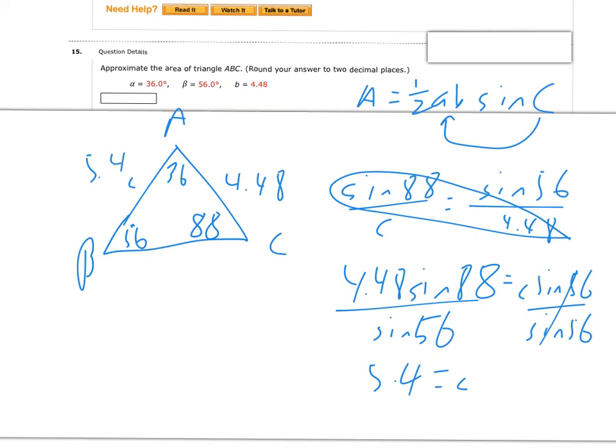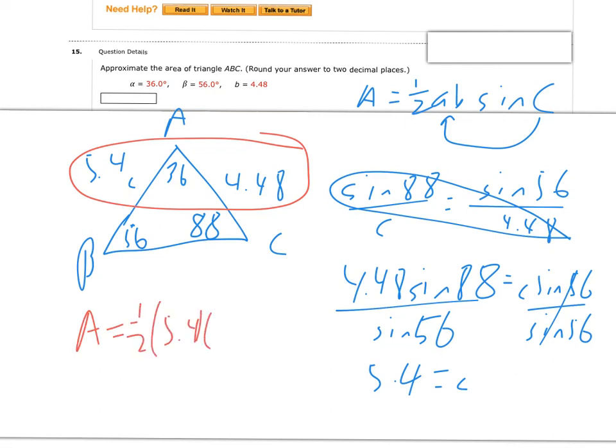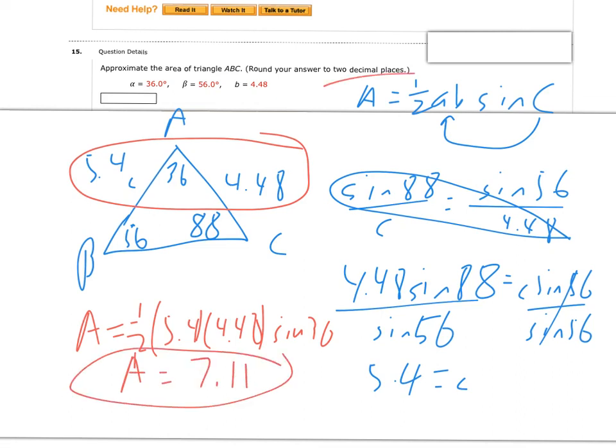Okay, and now I have two sides with the included angle right here, and so I'm going to use those. Area equals 1/2 times 5.4 times 4.48 times sine of 36, and that's going to give me a... I forgot to multiply that by 1/2. There you go. Okay, so that's going to be, my area is 7.11. It says it wants 2 decimal places.